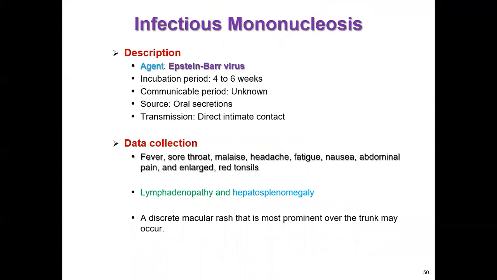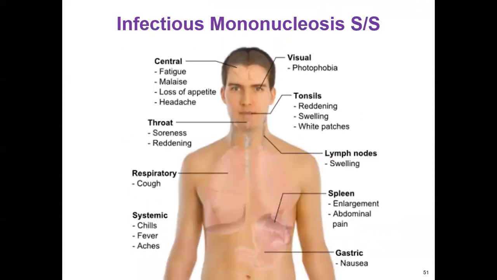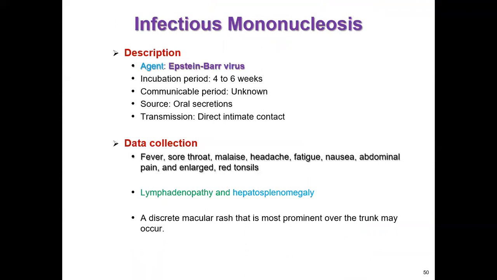The next disease here is called infectious mononucleosis. The organism that causes infectious mononucleosis is the Epstein-Barr virus. Incubation period is 4 to 6 weeks, and communicable period is unknown. The source is oral secretion, and transmission is by direct contact with an infected person. Key symptoms: patients develop fever, sore throat, malaise, headache, fatigue, nausea, abdominal pain, and enlarged red tonsils.